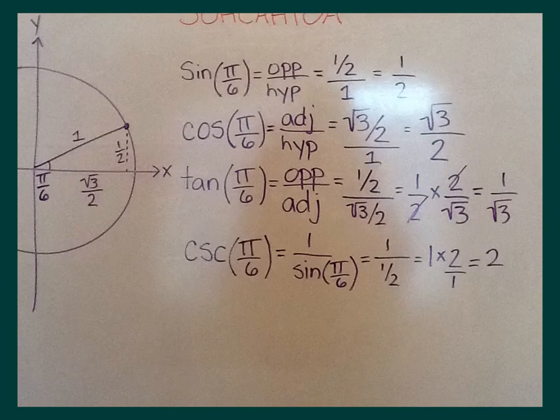To find the cosecant of pi over 6, I remembered that cosecant is 1 over sine of that angle, so I said 1 over sine of pi over 6, and if you remember from up here, sine of pi over 6 is 1/2. So 1 divided by 1/2, I multiplied by the reciprocal of this fraction, so it ended up being 1 times 2 over 1, which of course is just 2.